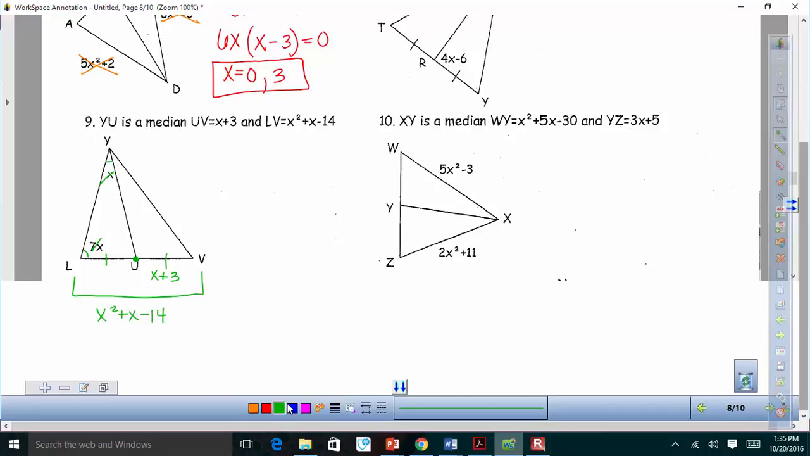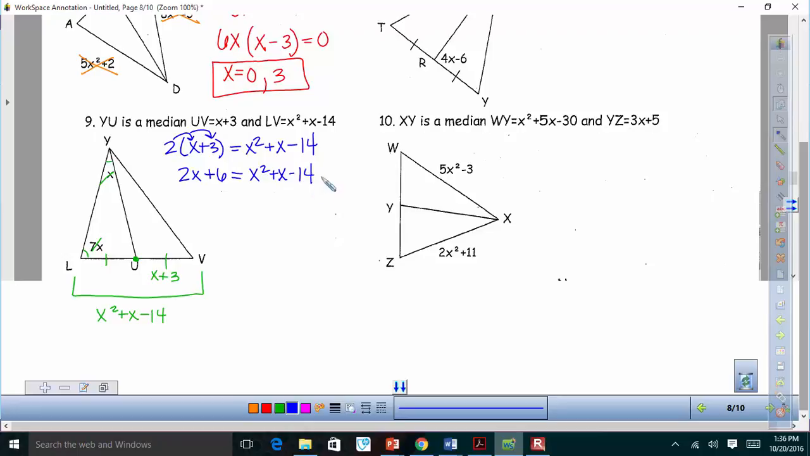So how would I set that up? 2 times part equals whole. So 2 times x plus 3 equals x squared plus x minus 14. So I take my 2 and I want to distribute that out. That gives me 2x plus 6 equals x squared plus x minus 14.